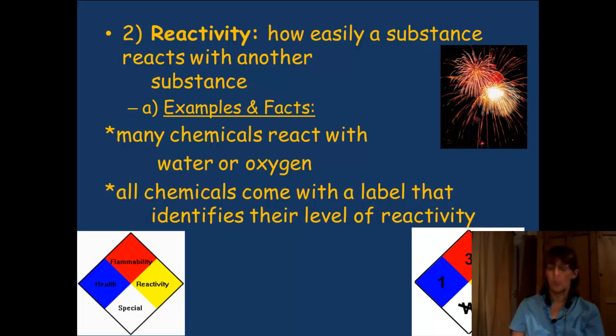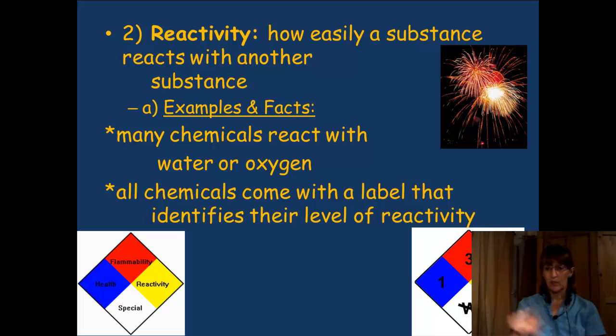We also talk about chemical properties like reactivity. And reactivity actually covers a whole bunch of different chemical properties. How easily does the substance react with something else? So there are a lot of chemicals that react with oxygen, or there are some chemicals that react with water. All the chemicals, again, they come with a label, that MSDS sheet, that tells us how reactive they are.